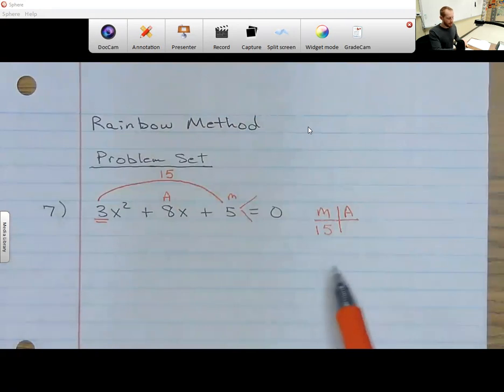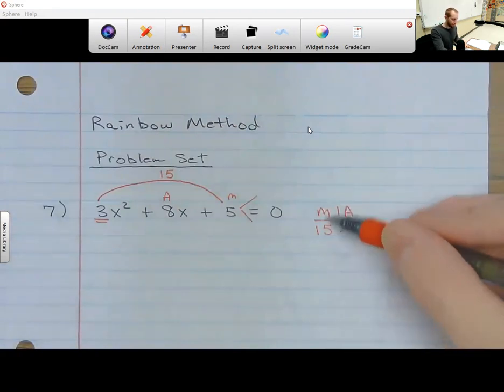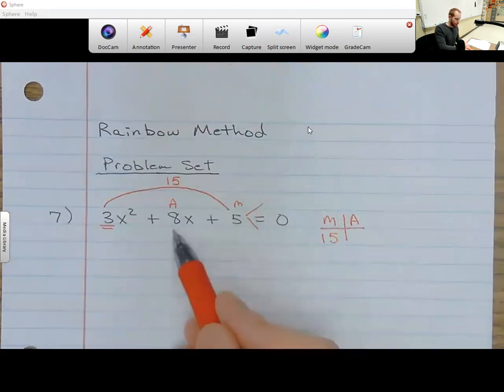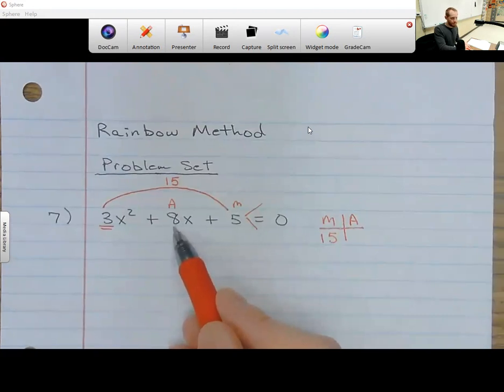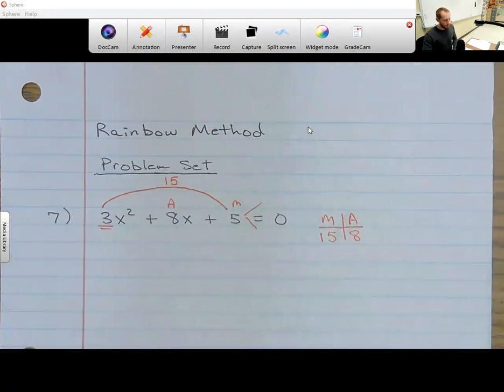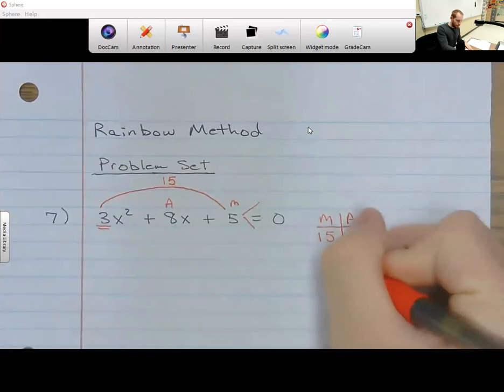So when I get to my MA chart over here, I'm going to put that rainbow number under the M. I'm trying to find two numbers that multiply to 15, but at the same time add up to what? They've got to add up to that middle number, to 8. So I put the 8 under the A, because we're adding up to 8 but multiplying to 15. So what two numbers will do that? 3 and 5, right?